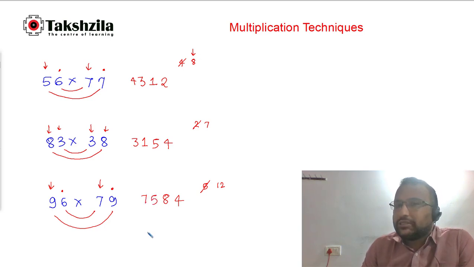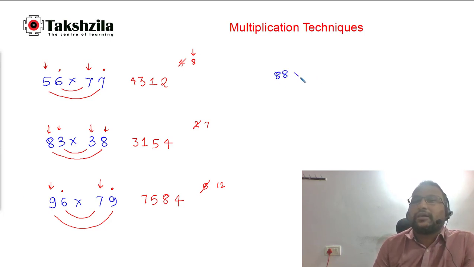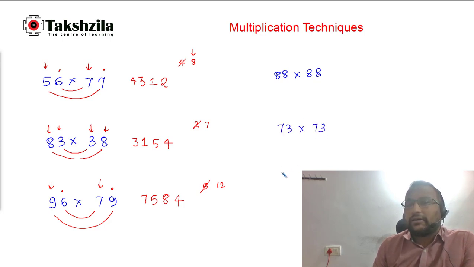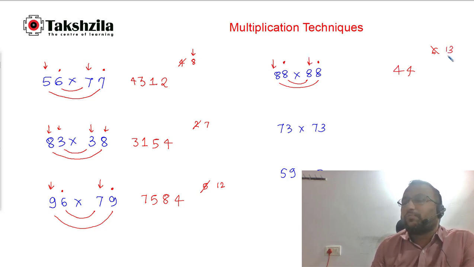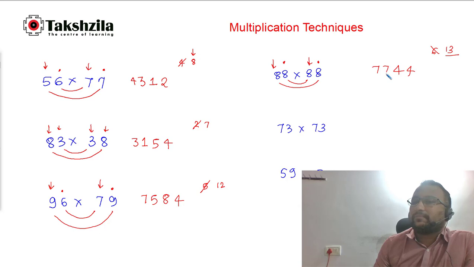We can also use this method to find the square of a number. Let's say we want to multiply 88 into 88, or let's take one more example, 73 into 73, or let's say 59 into 59. Let's have a look at it. So first step, unit digit into unit digit. 8 into 8, it's 64. After that, 8 into 8, 64, plus 64 is 128. 128 plus 6 is 134. And after that, 8 into 8, it's 64. 64 plus 13, 64 plus 3, 67, plus 10, 77.